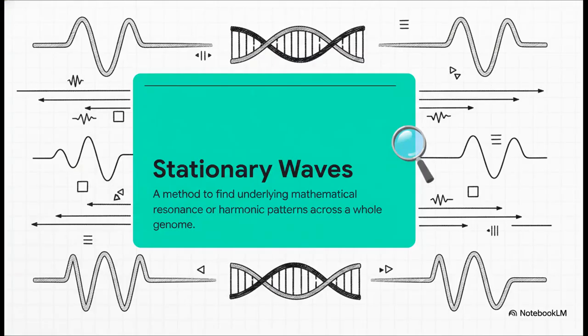Now, to find these patterns, the paper uses a method that looks for stationary waves. The best way to think about this is like searching for a hidden rhythm, a repeating beat in the music of the genetic code. The author's method scans the whole genome to see if these rhythms are consistent and structured.